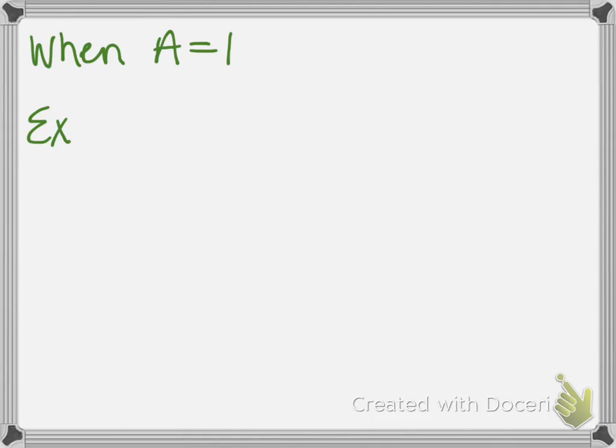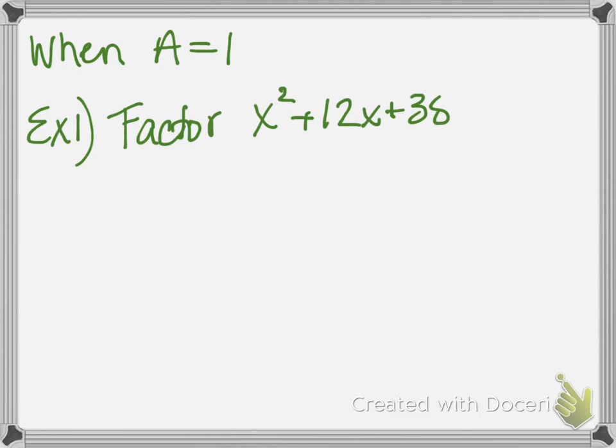So when a equals 1, example 1, we have factor x squared plus 12x plus 35. So there's no greatest common factor because the a term is 1, and the greatest number that goes into 1 is obviously 1, and dividing out 1 doesn't help. So where do we go next? We identify a, b, and c in our equation. So here's a, here's b, and here's c. So a is 1, b is a positive 12, c is 35.